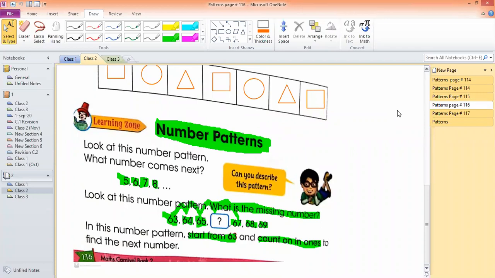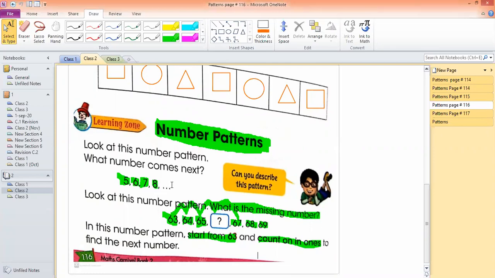We started number patterns in the last class, guys. We learned how we can identify the number patterns, and in order to write the missing numbers, the first and important thing is to identify the pattern. By following that pattern technique we can write the missing numbers. Okay, so there was an example.